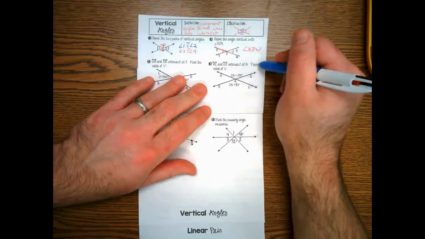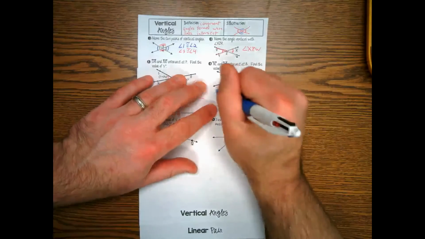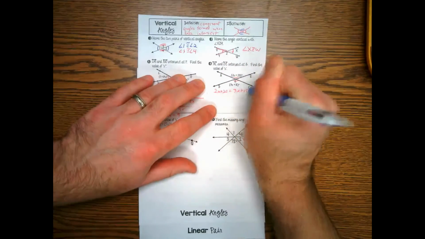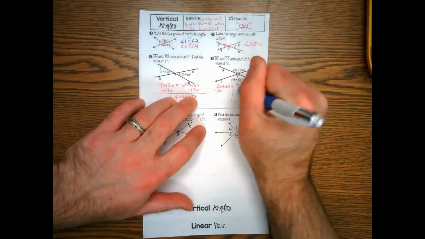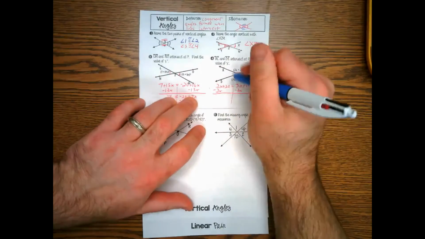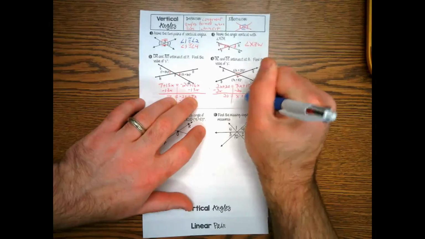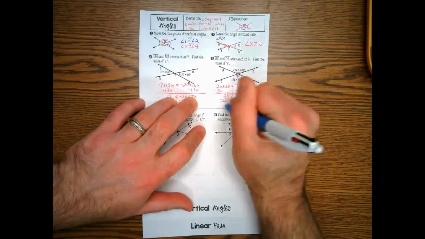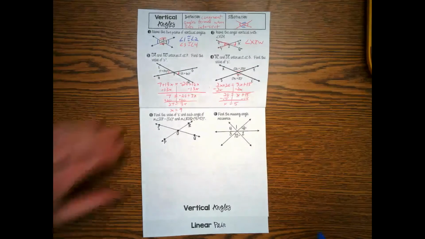Intersect at B, find the value of x. So this one and this one are equal. So 2x plus 20 equals 3x plus 15. So I'm going to subtract the 2x to get x just on one side. 20 equals 1x plus 15. I'm going to subtract 15, and I get x is equal to 5. And that answers the question, what is the value of x?